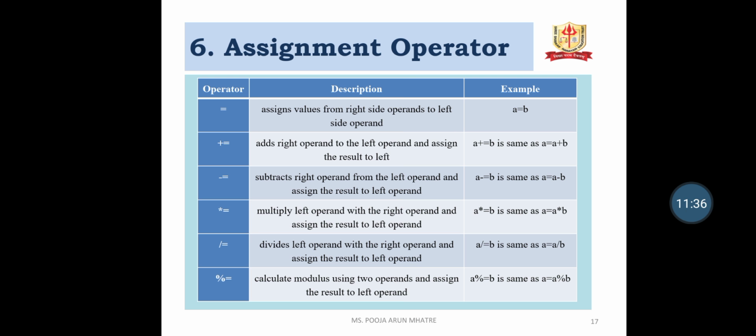Asterisk equal to. It multiplies the left operand with the right operand and assigns the result to the left operand. So A asterisk assigned to B is the same as A equals A multiplied by B. Division assignment operator. It divides the left operand by the right operand and assigns the result to the left operand. A divided by assignment to B is the same as A equals A divided by B.